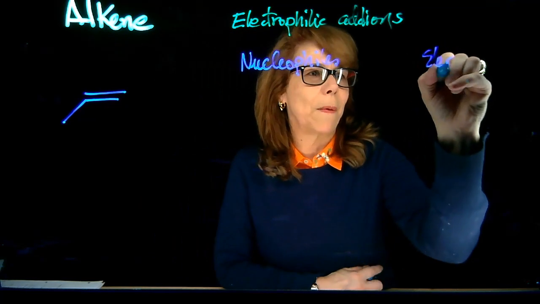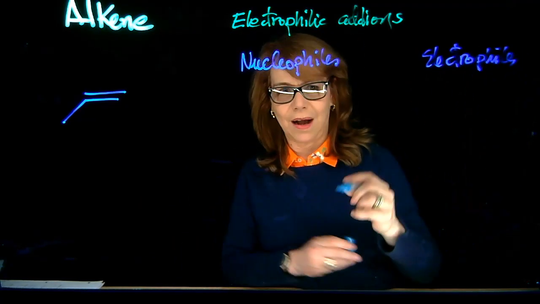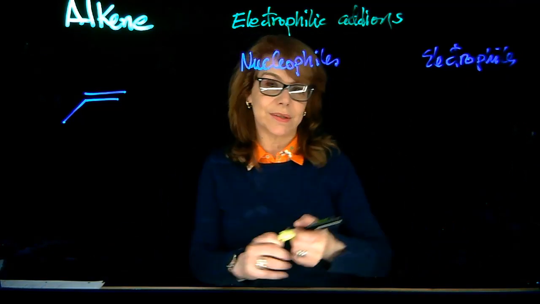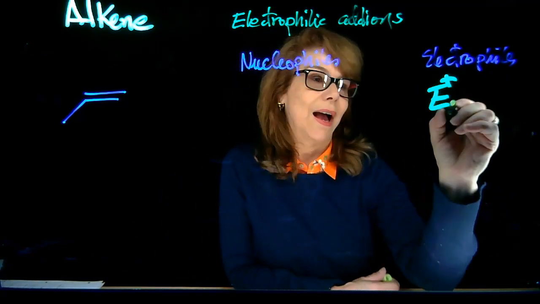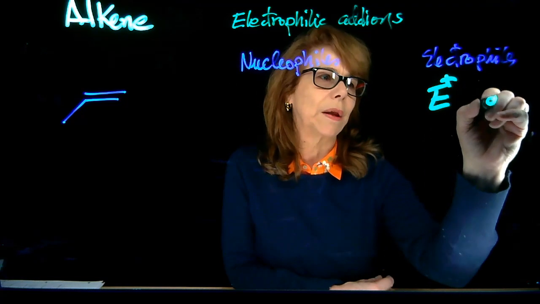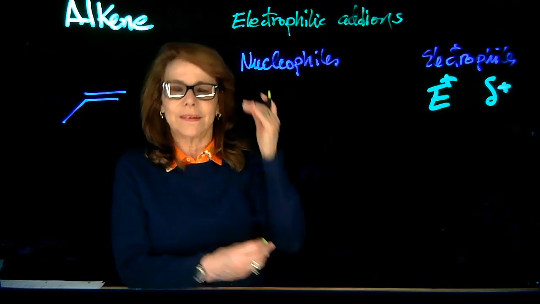And so electrophiles are electron deficient species. So we're going to represent it like that. So electron deficient, but they can also be somewhat delta positive. We're going to see examples of that in this reaction.